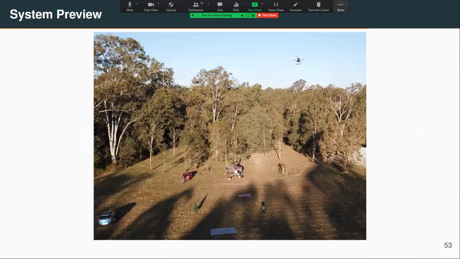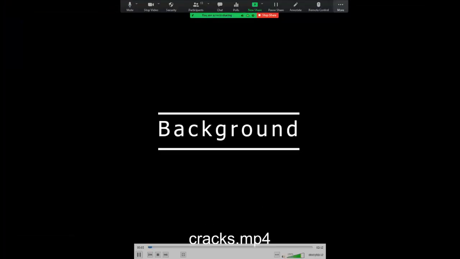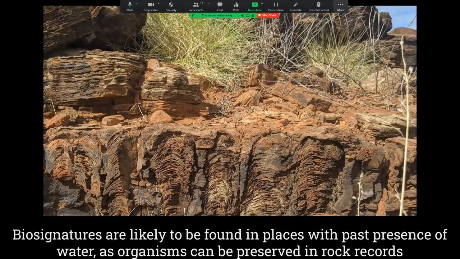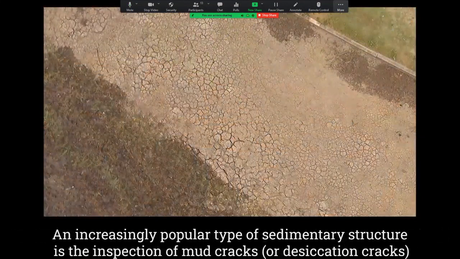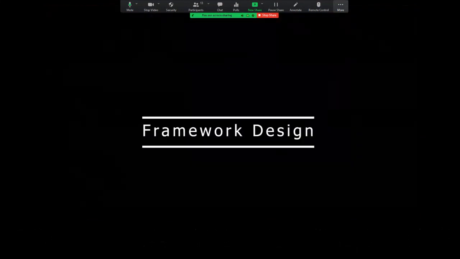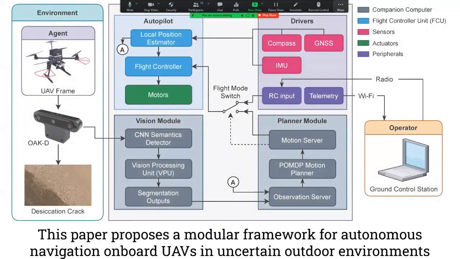Lastly, the last component is a system preview of my system to detect desiccation cracks. Desiccation cracks are a way where we can find past life forms or biosignatures. So this is an illustration of a desiccation crack. Essentially, the goal of the system was to detect and map an area with a desiccation crack. And updating the framework included the use of a novel camera and object detector.